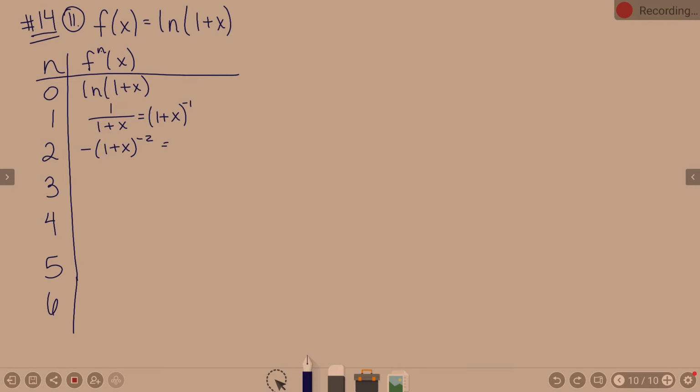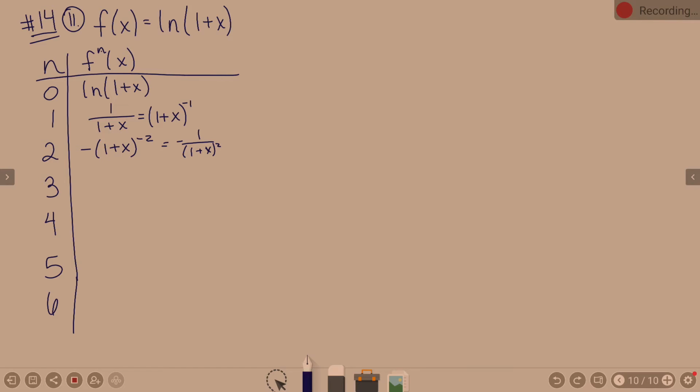When we go to plug 0 into that, if you want, you can think of it as negative 1 over 1 plus x squared. That's more of a plug-in value looking thing. Like I can plug in 0 better to that than I can the negative exponent.